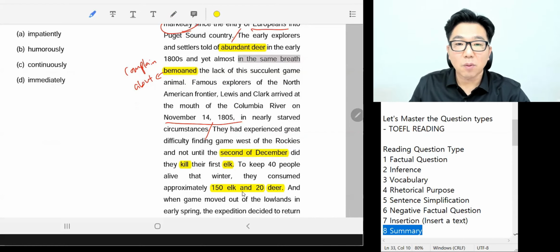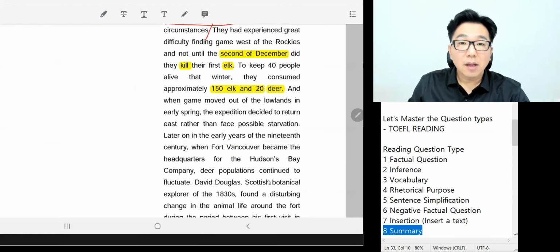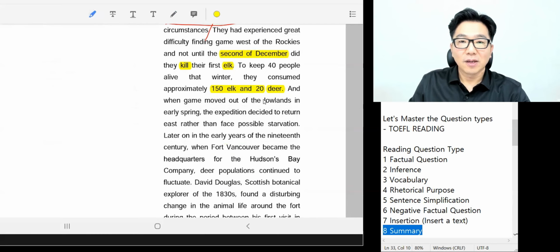So this means there were lots of deer. Okay, and when game moved out of the lowlands, game here obviously refers to almost like a pronoun, elk and deer, because elk and deer are game animals. So when game moved out of the lowlands, see, we were right. I was right, right? So these people who are hunting deer and elk, they were in lowlands.